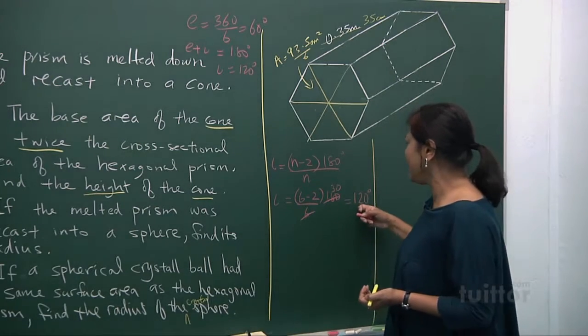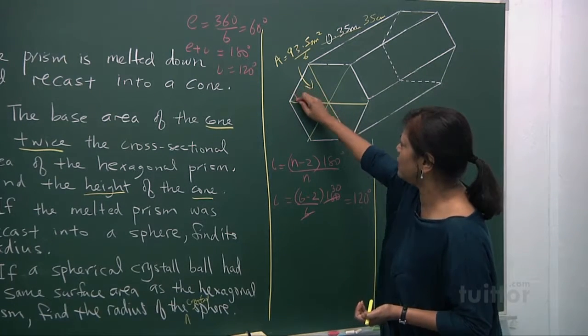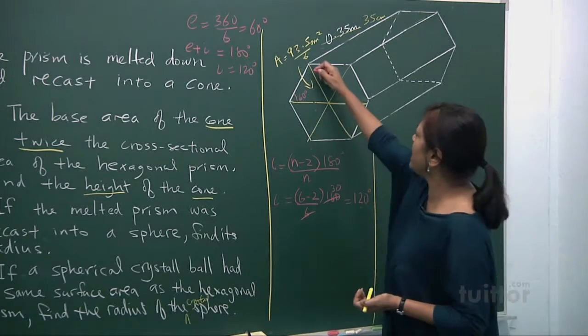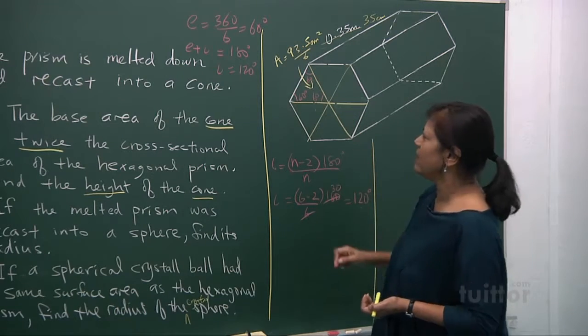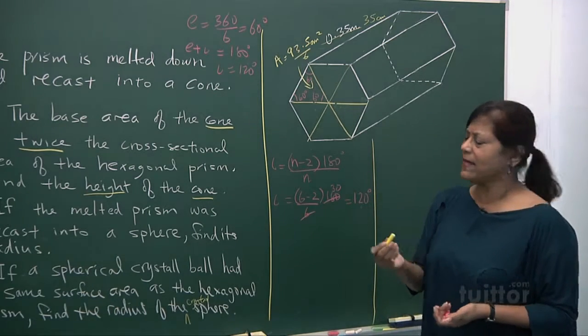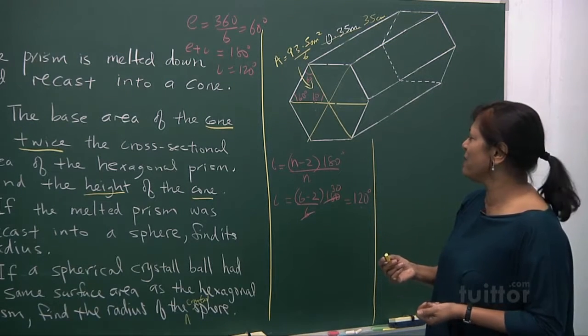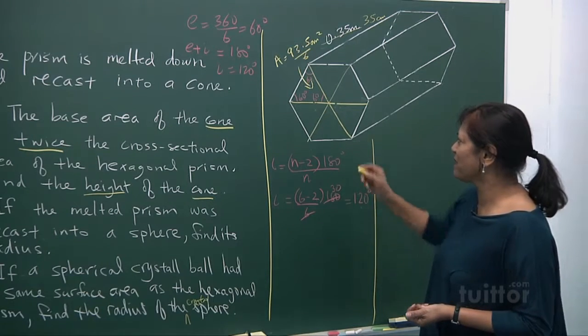Now, why do I need that? If this is 120, you divide it by 2. This will be 60 degrees. This will be 60 degrees. And this will be 60. You can see that it is an equilateral triangle. Alright? Equilateral triangle. And my dear friends, what about an equilateral triangle?